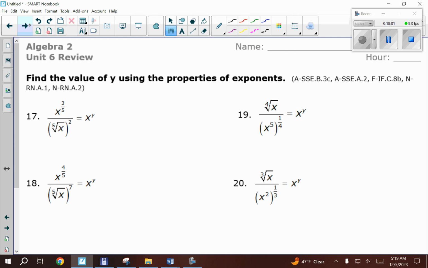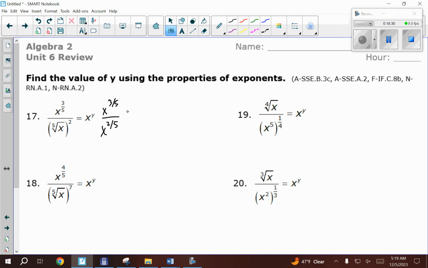So now is find y using the properties of the exponents. So when we find y, we want to make sure that every single thing has a fraction as an exponent. So we're going to have to do some converting here. So for this bottom piece, the exponent is 2 and the index is 5. So that means that that's going to turn into x to the 2/5. And then we have x to the 3/5.